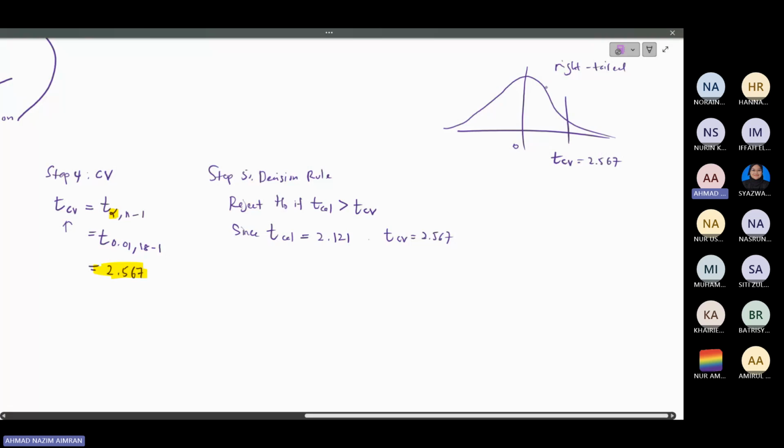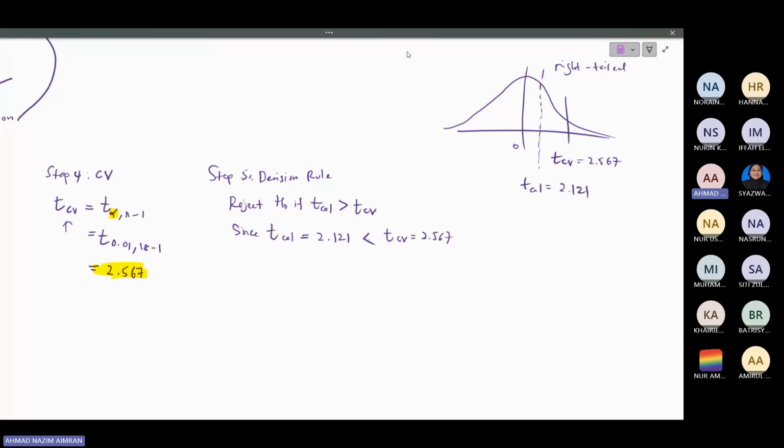2.567 and 2.121 is here. This is the t calculated, 2.121. It is less than. Now, we can only reject H null if it is greater than. But what we get is a less than value.